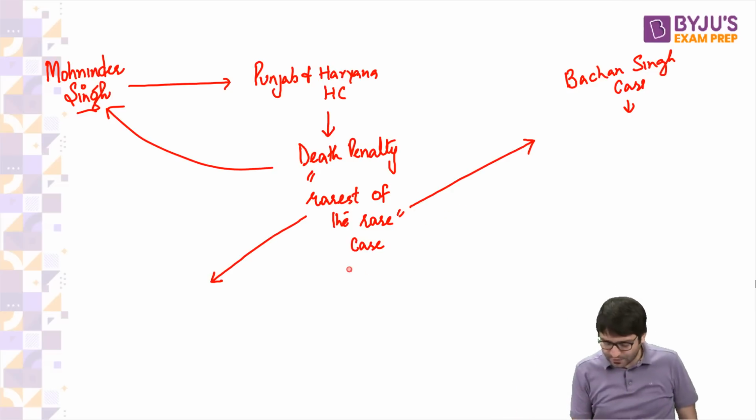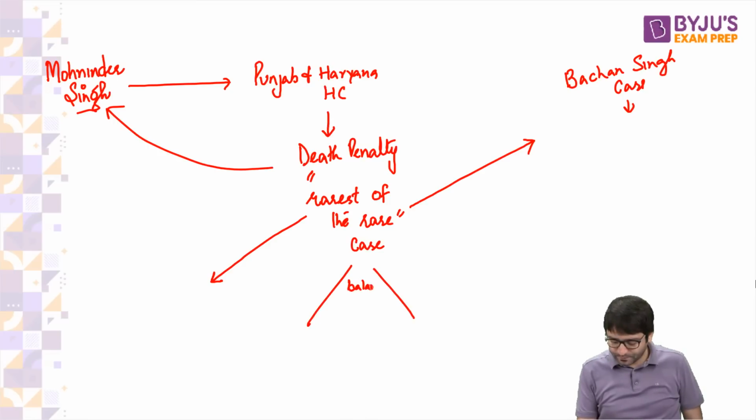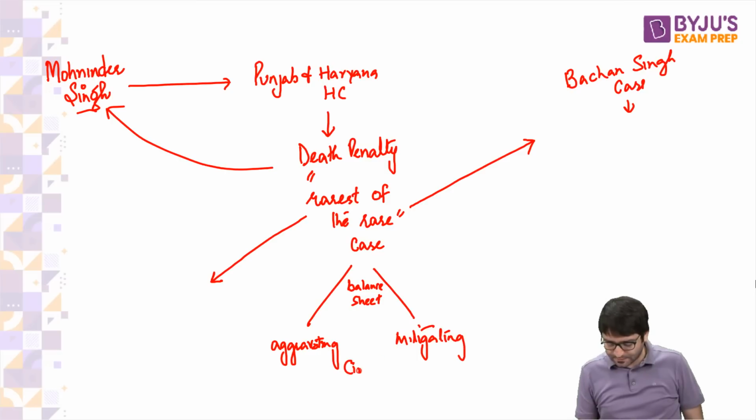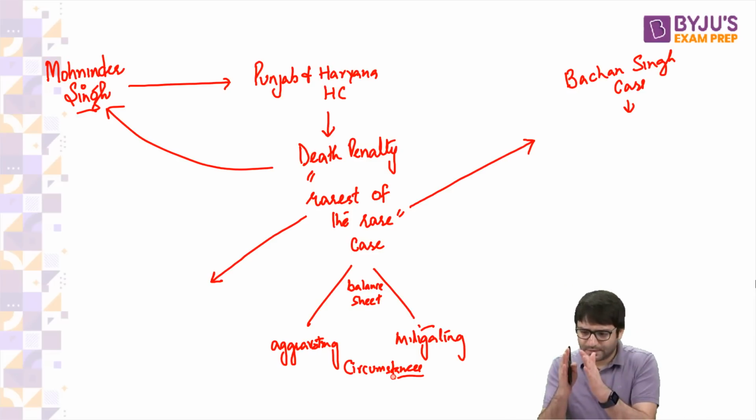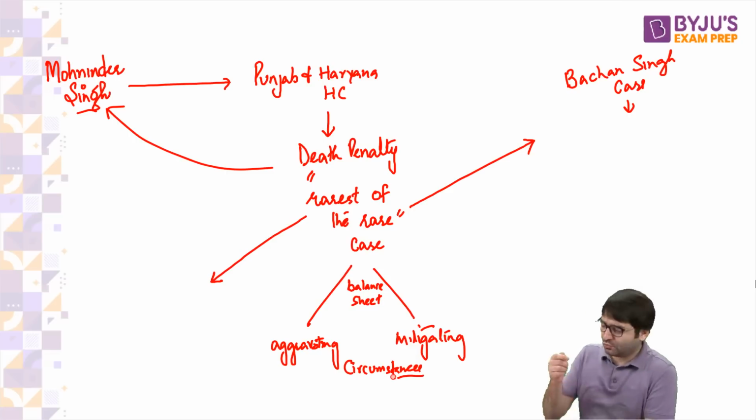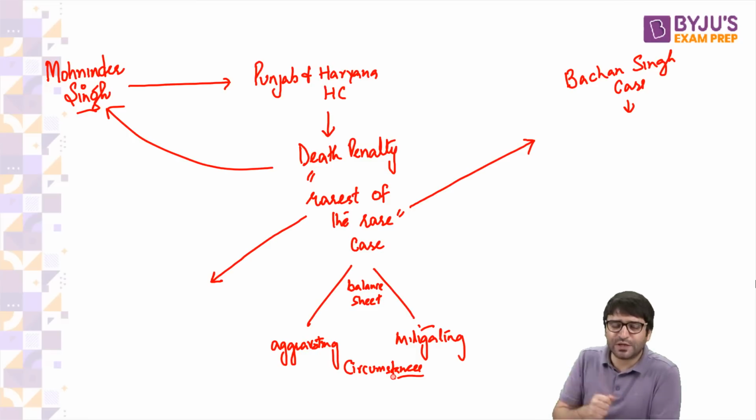Rarest of the rare case, you have to draw a balance sheet of aggravating and mitigating circumstances. Listen to me carefully. A murder takes place. Who is the murderer? This murderer was hungry for the last 7 days. There's nothing to eat. His family is struggling. They don't have anything to eat. The mother and the father, they are sick. This individual went to a shop, a grocery shop, asking for some food items to be given. I will pay you later, but my family is hungry. I am hungry. Please give me this grocery item.